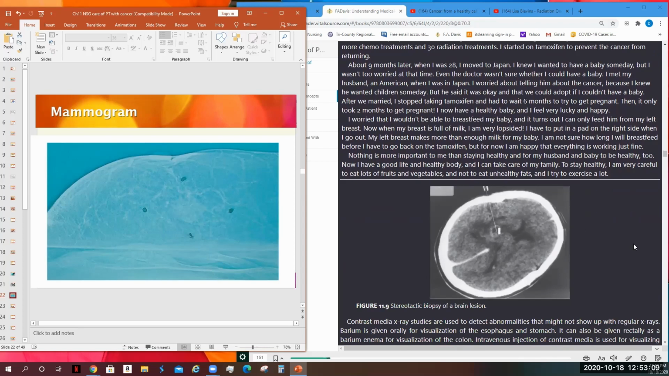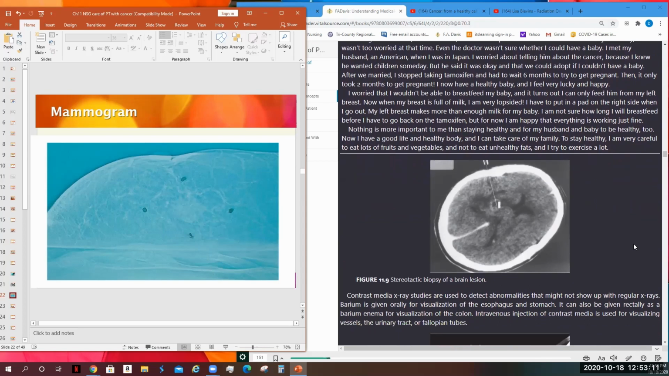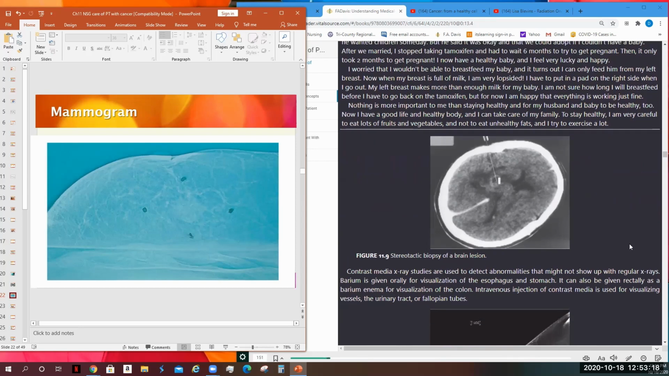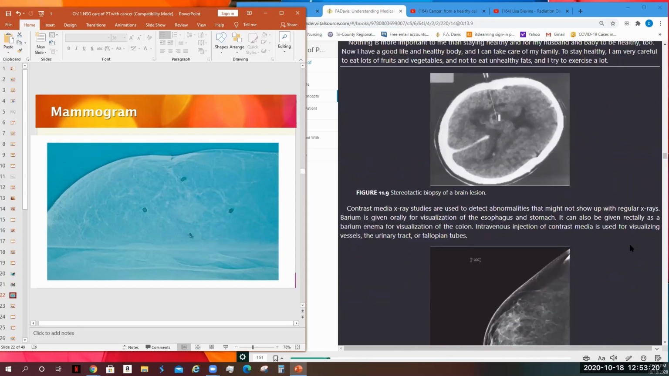To stay healthy, I am very careful to eat lots of fruits and vegetables and not to eat unhealthy fats, and I try to exercise a lot.